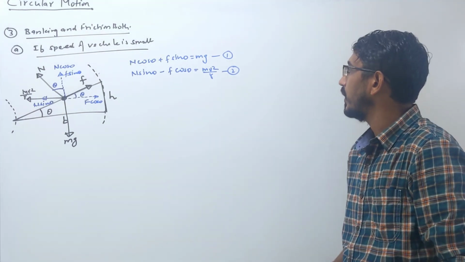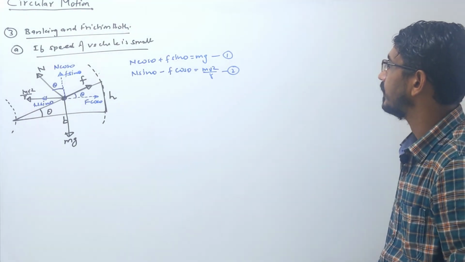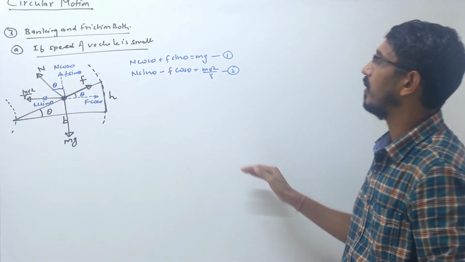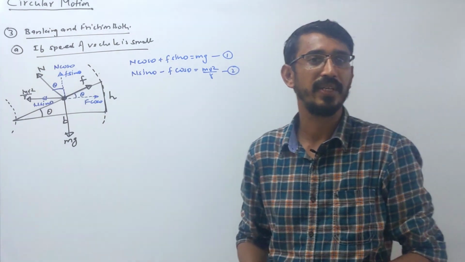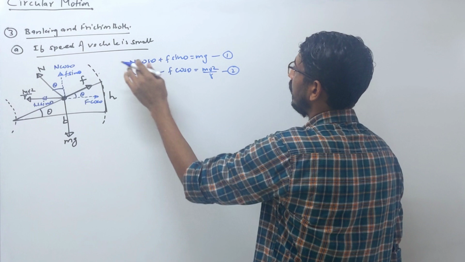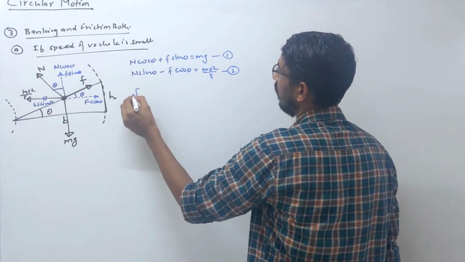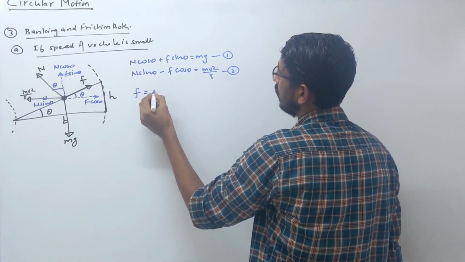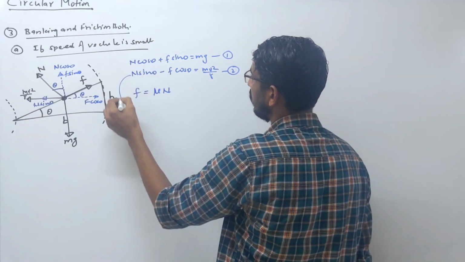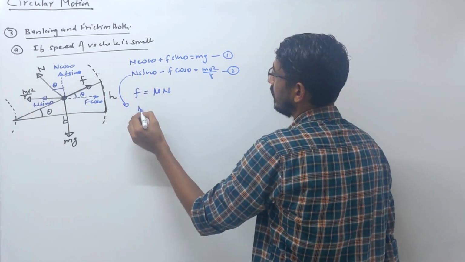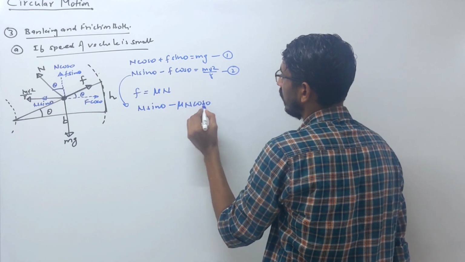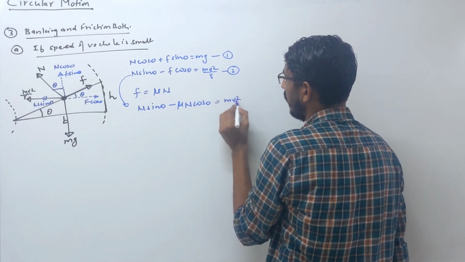So we are interested in knowing the maximum speed at which we can turn on this road when both banking and friction are there, right? Speed we want to calculate. Okay, let's calculate. Here we have N and here we have F. So remove this F. We know F is equal to mu into N, right? Let's put it in the first equation: N sin theta minus mu N cos theta is equal to mv square by r.